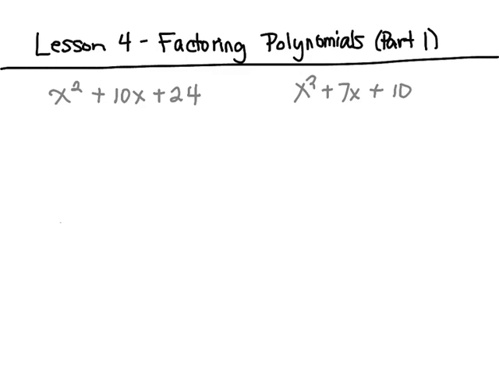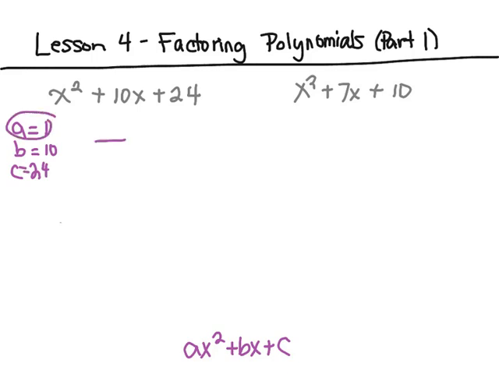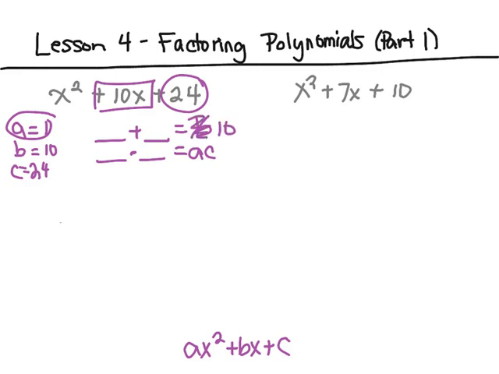Okay, when you have a trinomial in the form ax squared plus bx plus c, you can use decomposition to factor. Let's say our a is 1, our b is 10, and our c is 24. When a is 1, you can do blank plus blank equals b, and blank times blank equals ac. So we want to find numbers that will add up to our middle term and multiply to get our end term. So blank plus blank to get 10, and times to get 24.